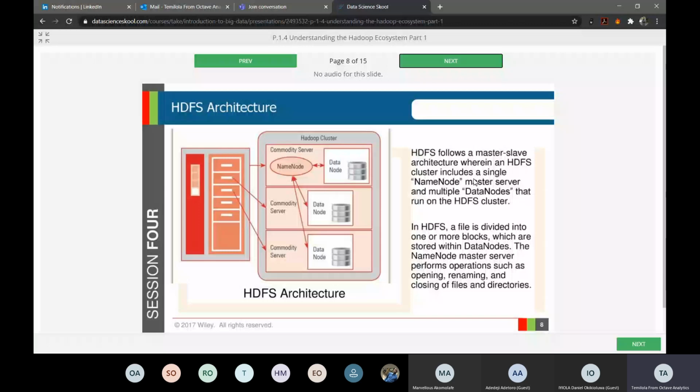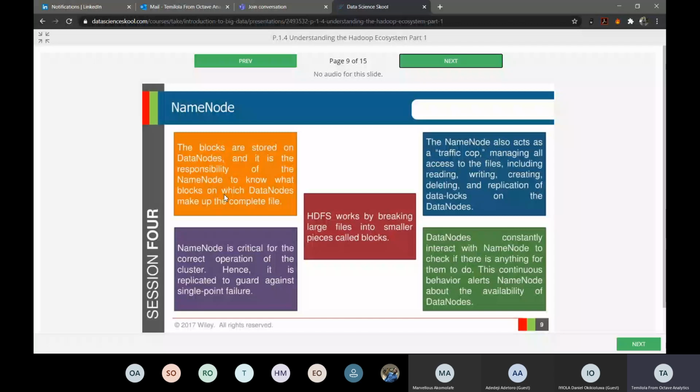Okay, so as you can see from this slide I have up here on my screen, reading it, it says the blocks are stored on data nodes and it is the responsibility of the name node to know what blocks on which data nodes make up the complete file. Just like I said, blocks here refers to data or information. They are stored on the data node, and it is the responsibility of the name node to know which data or which blocks are stored on the data node.